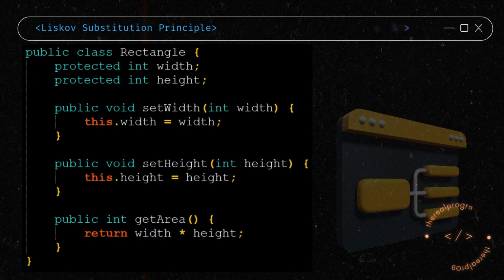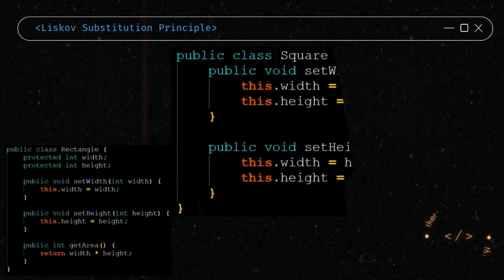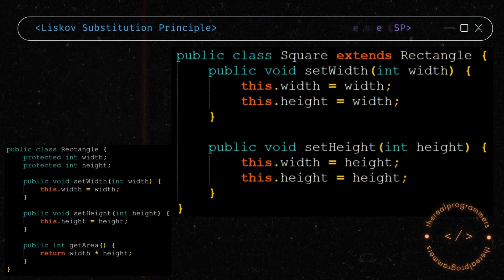We will take the classic example of rectangle and square class to understand this principle. Suppose we have a rectangle class having fields width and height, and we have setter methods to set the width and height and a getArea method in this class. Next, let's suppose that the square class extends the rectangle class. Since a square is just a special type of rectangle where the width is equal to height, we set both width and height to the same value in both the setters.